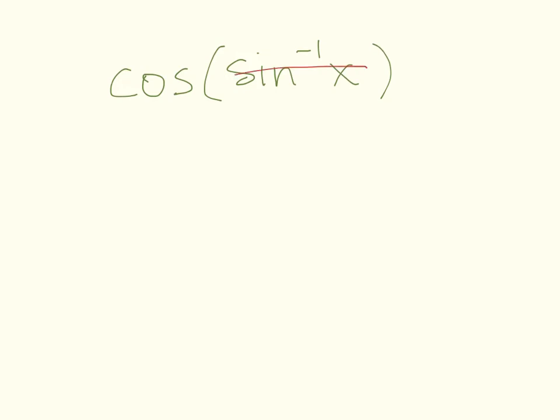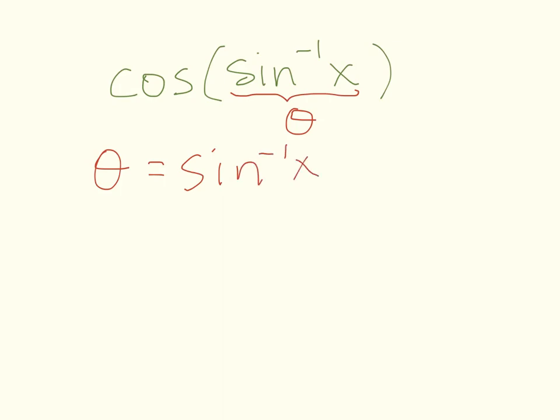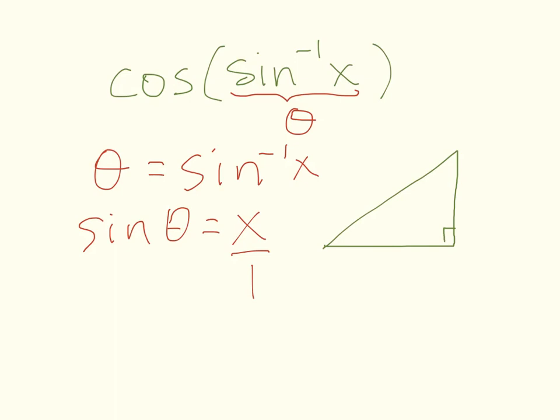Okay, like in the last problem, we're going to let this be theta. So we have theta equals the inverse sine of x. So that means that the sine of theta has to be x, and I'll write that as x over 1. So I'm going to make a right triangle with an angle theta.